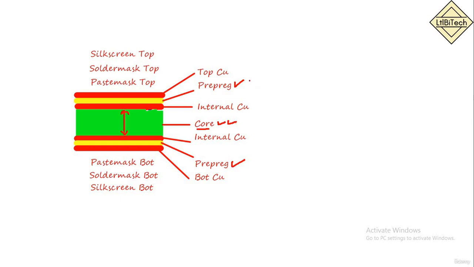Similarly, the pre-preg also has two applications. The first application of the pre-preg is that it separates the top layer and the second layer of copper, and the second application is that it bonds the two copper layers. That means it gives you the connection to the other copper layer. We can't place copper on copper, so we put the pre-preg material here. The pre-preg material is an adhesive, like a gum type of material. We'll discuss the material in detail in the upcoming classes.